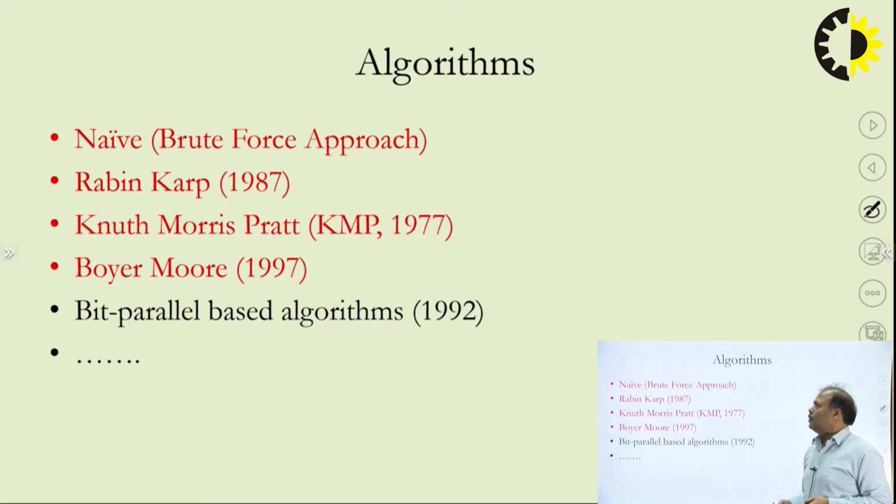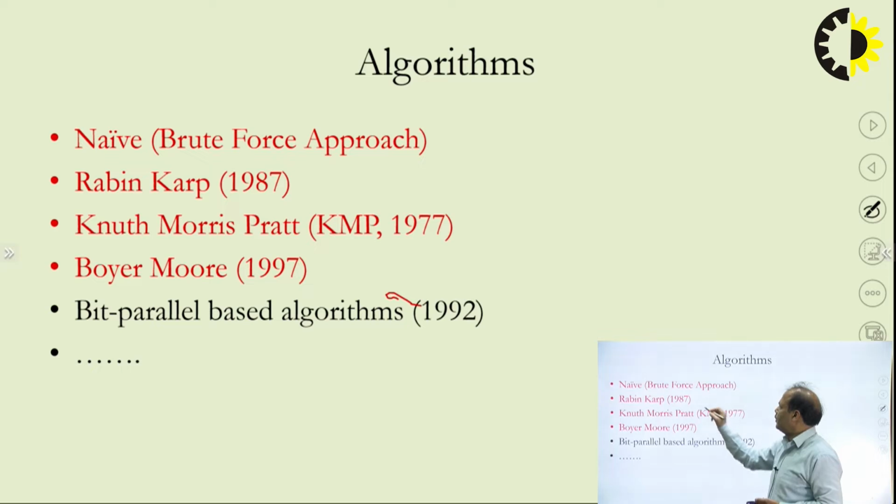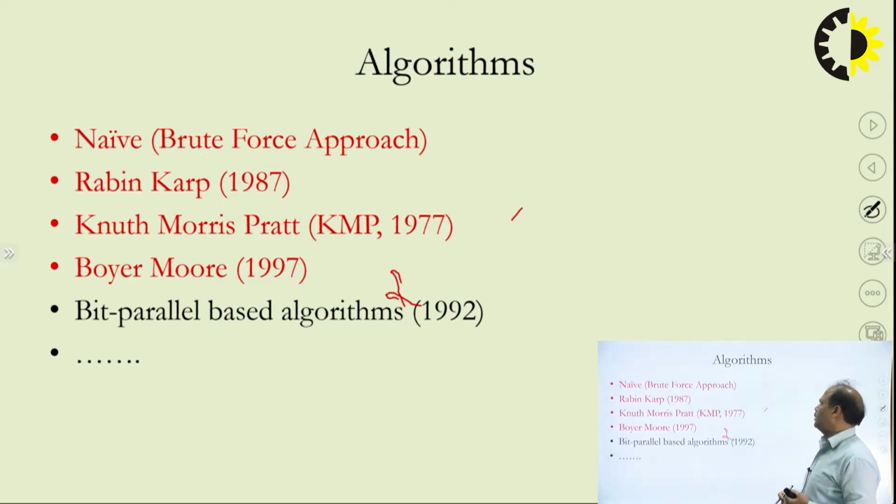There are many algorithms to find a pattern inside the text. The first algorithm, which is very basic, is the naive algorithm, which we call brute force. The second algorithm in this category is the Rabin-Karp algorithm, which was invented in 1987. The third algorithm in this category is Knuth-Morris-Pratt, which was invented in 1977, and the next category is Boyer-Moore 1997. There are many inventions on bit parallel and other kinds of string matching algorithms. Research is still going on, since this has many applications in real life.